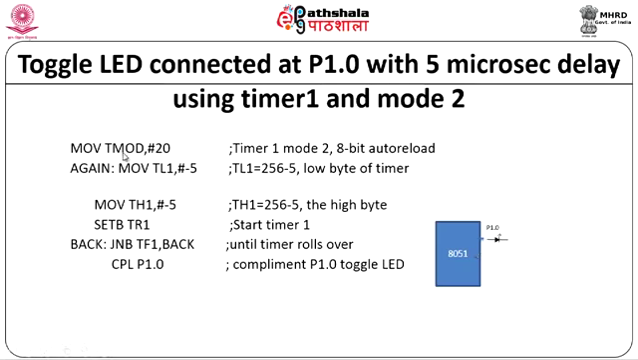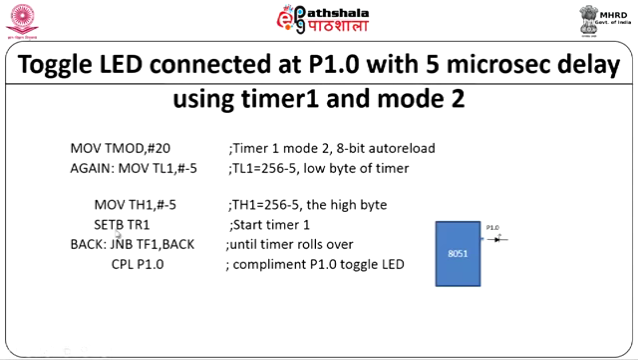You see that I have set TMOD with 20H, which is Timer 1, Mode 2, 8-bit auto reload. Move TL1 is minus 5 and move TH1 is minus 5, which means 5 microseconds, because a 12 megahertz oscillator is considered. So 1 microsecond is taken as 1 machine cycle, and minus 5 makes a 5 microsecond delay.